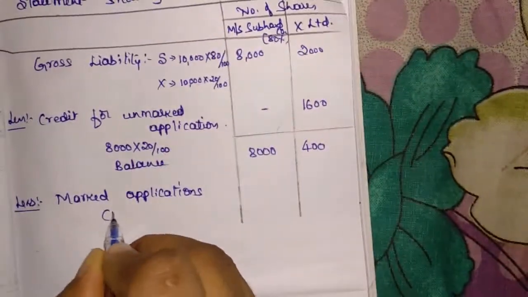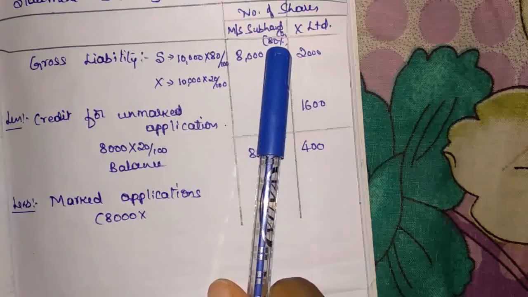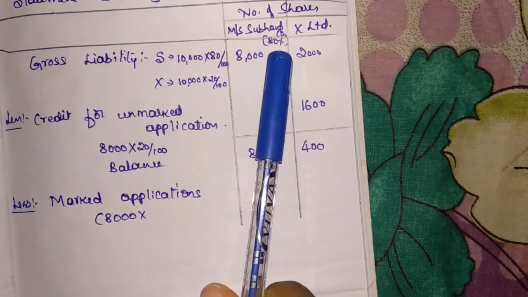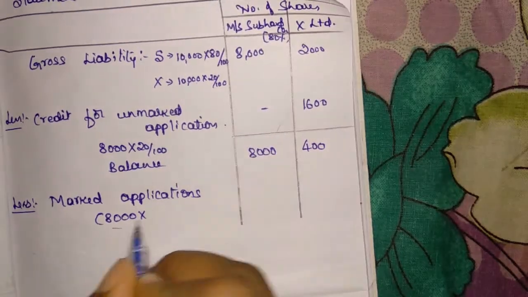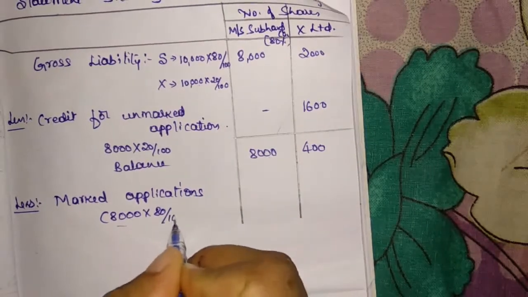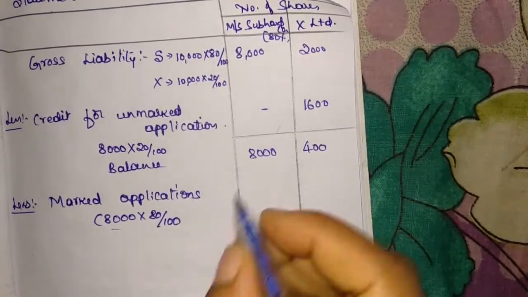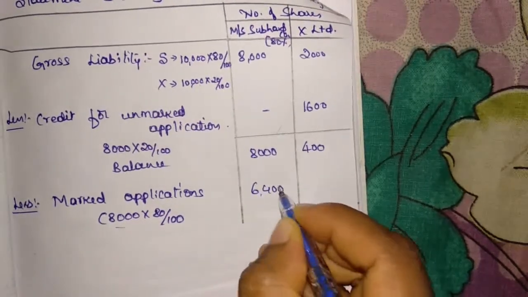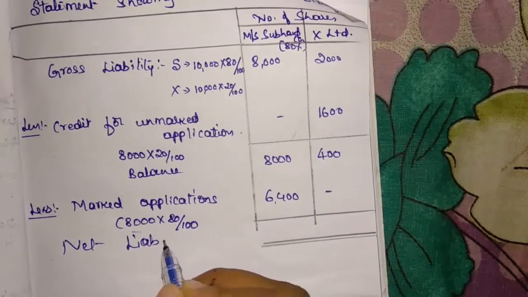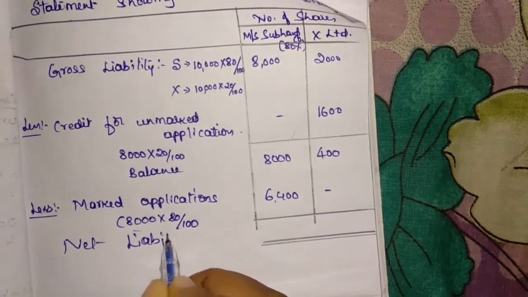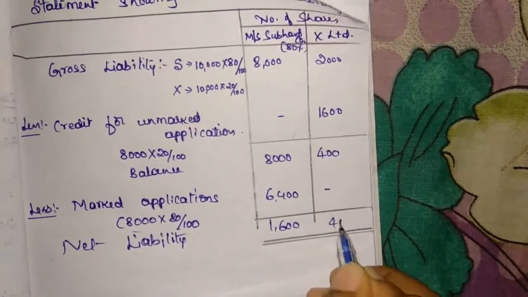So 8,000 is a public subscription, and underwriters give a guarantee for 80% of the issue. Subscription 80% applications that come through the underwriter, that is 6,400. So the net liability is 1,600 shares and 400 shares.